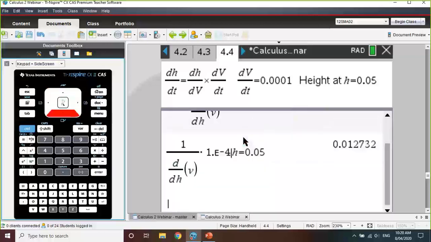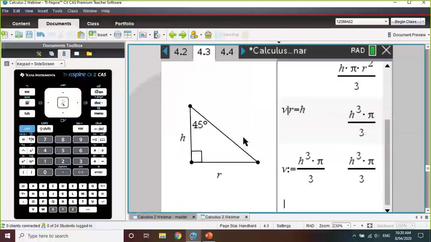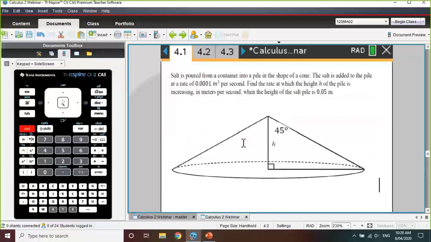Okay. Now, with these three questions presented to you, we can see there are different forms in which we can work out what that unknown rate is.